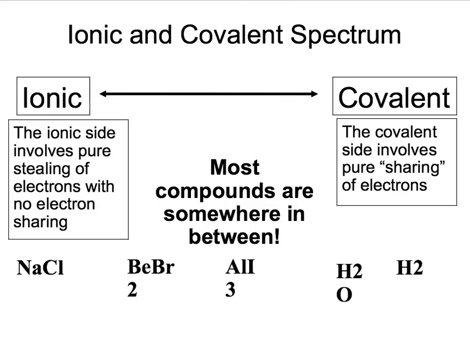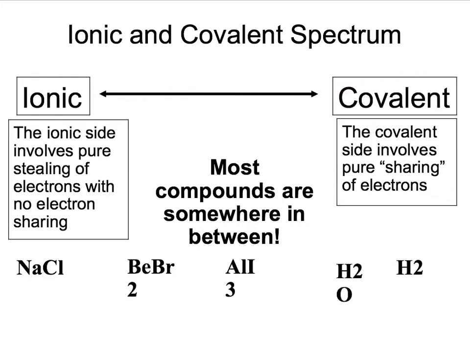Alright, here we get into a somewhat tricky concept, and that is the ionic and covalent spectrum. It's not always a black and white line between what makes something ionic and what makes something covalent. On my pure ionic side of the spectrum, I have something like sodium chloride. It involves the pure stealing of electrons with no electron sharing at all. The sodium's holding on entirely very, very tightly to its electrons. The chlorine's holding on tightly to its electrons, and there's no sharing going on.